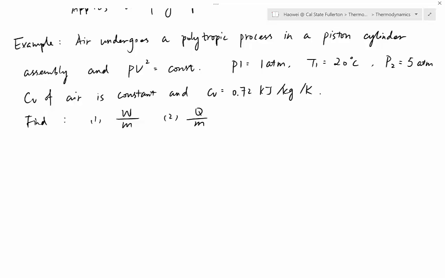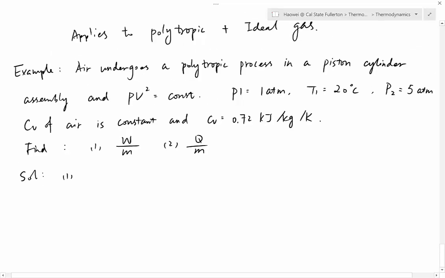Cv, the specific heat at constant volume of air, is also constant. The value is 0.72 kilojoule per kilogram per Kelvin. We look for two things. The first one is work per unit mass. The second one is heat transfer per unit mass. Let's start from the first one, looking for work per unit mass.